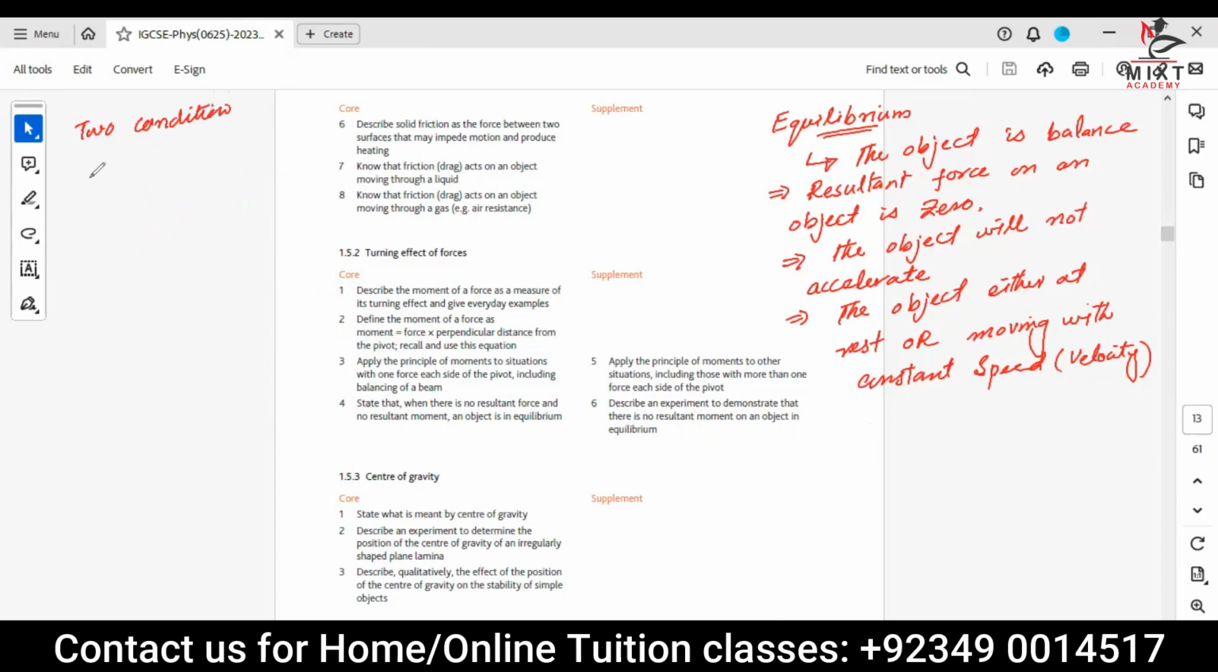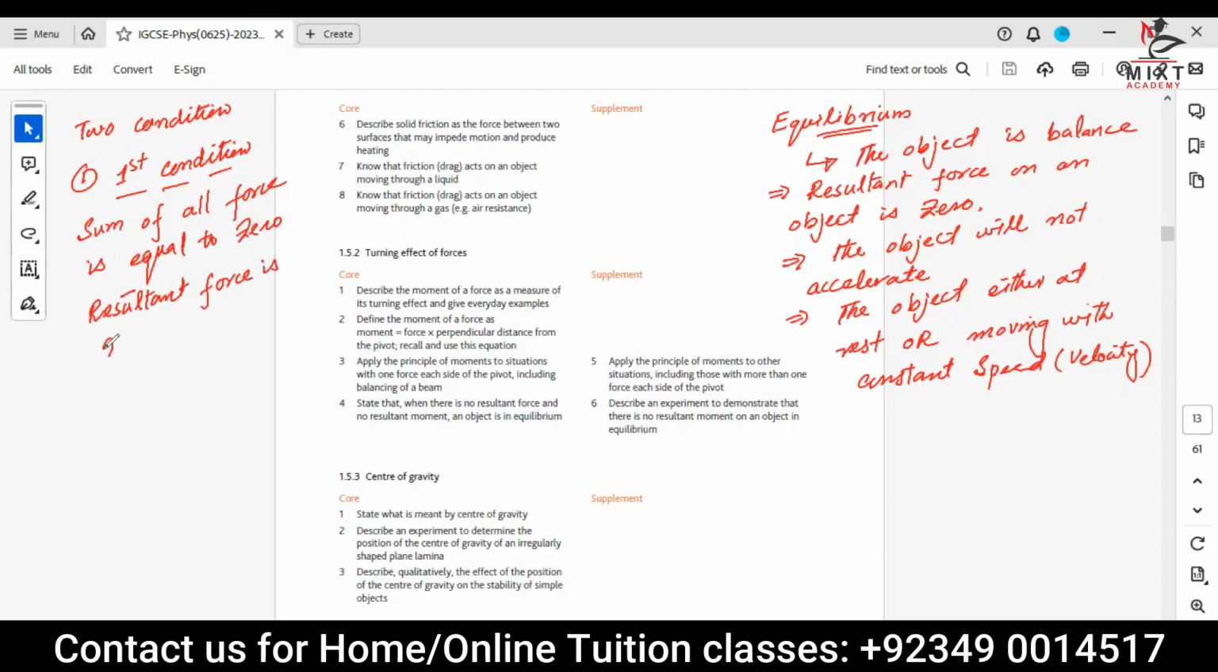Two conditions. Number one, the first condition. Can the law of moments apply? No, that's about the forces, as you told me before: the sum of all forces is equal to zero. So it means the resultant force is zero. It's fine.